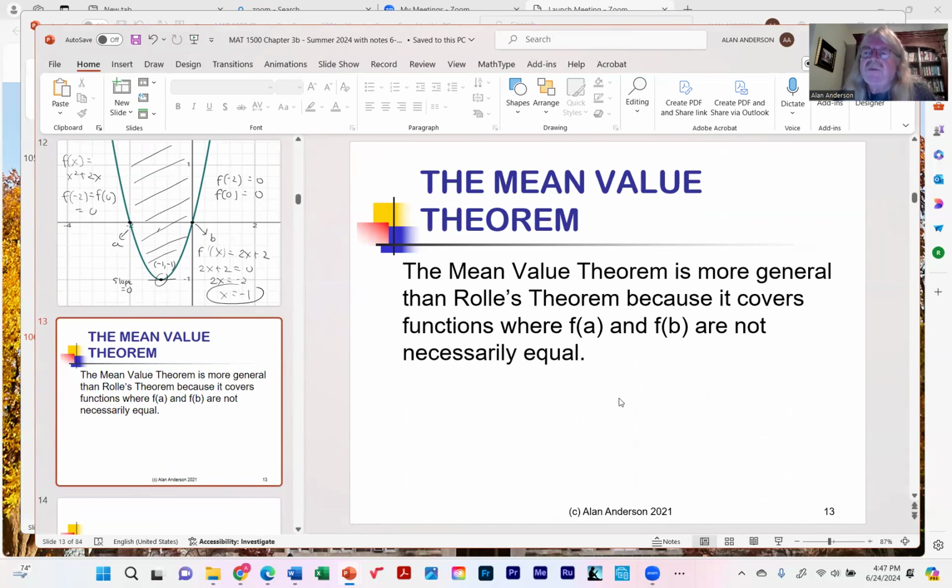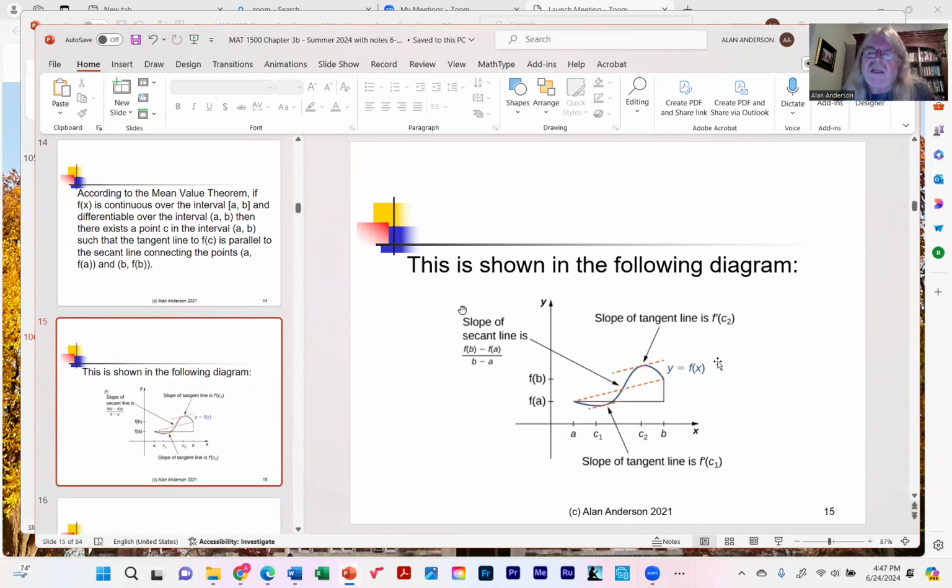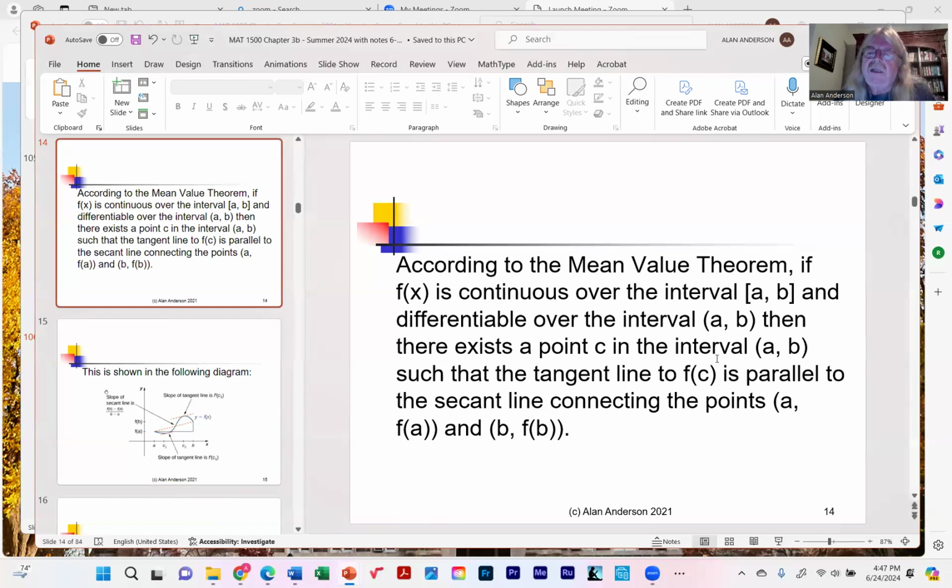Or actually, for the whole function, in this case, it's the global minimum. Now, the mean value theorem is basically the more general version of Rolle's theorem, which means here, these two do not have to be equal to each other. So basically, what it's saying here is that as long as the function is continuous and differentiable, meaning there's no gaps, there's no sharp points or anything like that, well, that indicates that there must be some point in there.